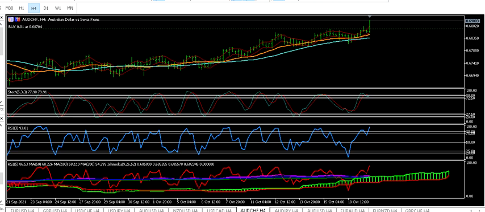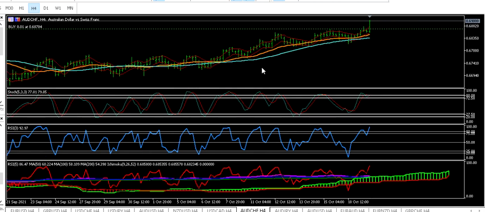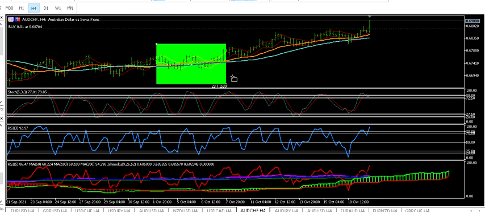On the screen I have AUDCHF on the 4-hour time frame. I have some indicators and about 4 windows. This is the main window.